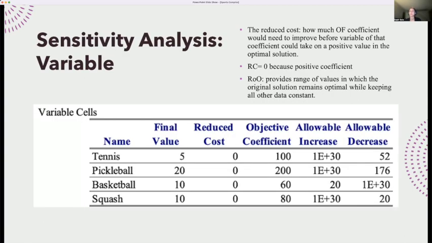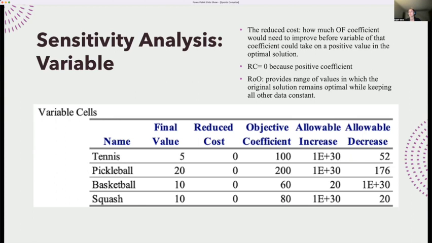So then after I got my results, I went on to do a sensitivity analysis, and this is what it came up with. The reduced cost is how much the objective function coefficient would need to improve before the variable of that coefficient could take on a positive value in the optimal solution. If we look at the reduced cost here, there is none, because we have those final values there, and they are positive coefficients.